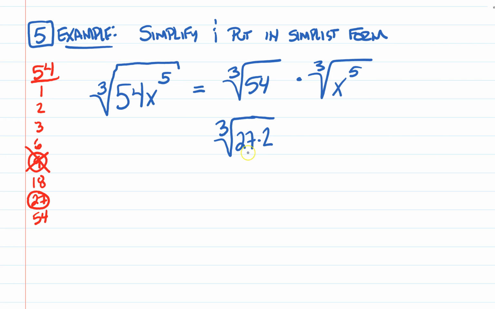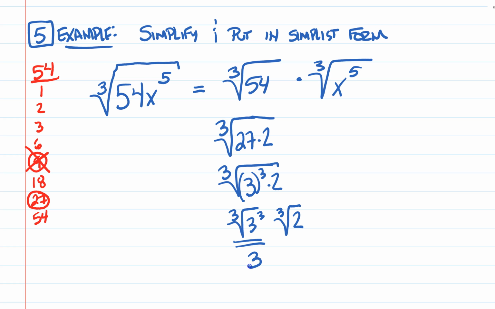Why am I doing that? Because 27 is the largest perfect cube. I can write this as the cube root of 3 cubed times 2, since 3 times 3 is 9, times 3 is 27. That's good news for us because this breaks down into the cube root of 3 cubed times the cube root of 2. Now this, of course, is just the number 3, and this I cannot simplify anymore. So now all I have to do is deal with this part.